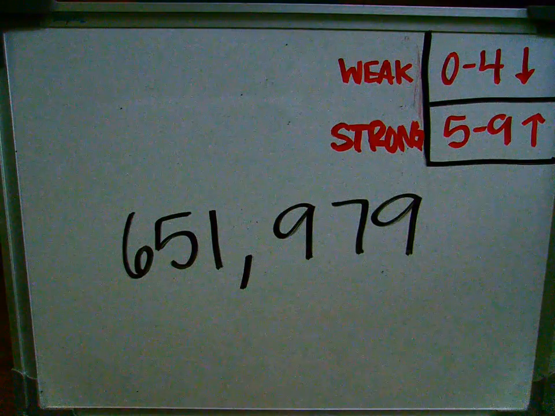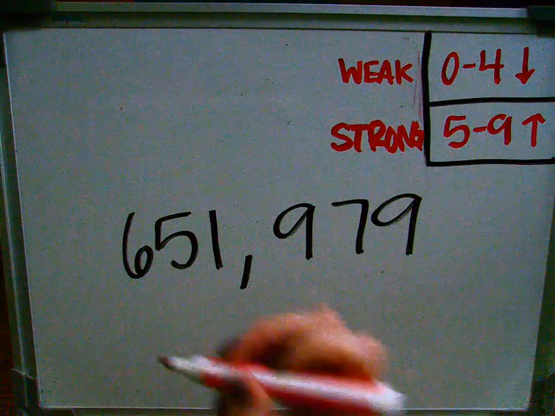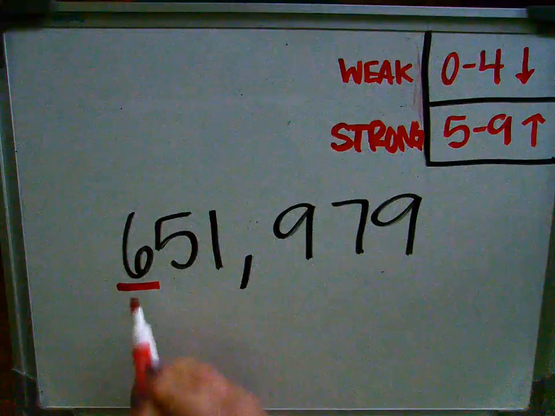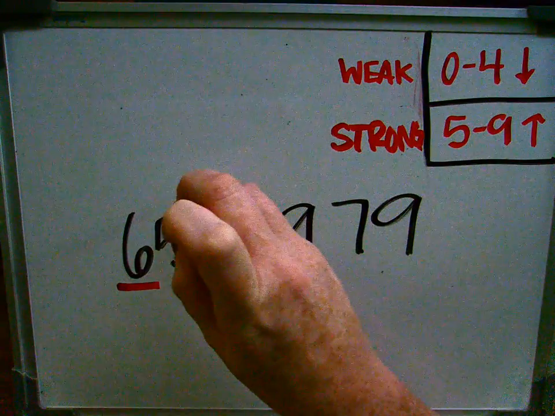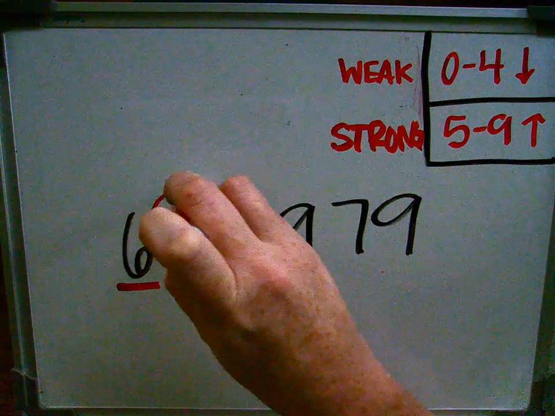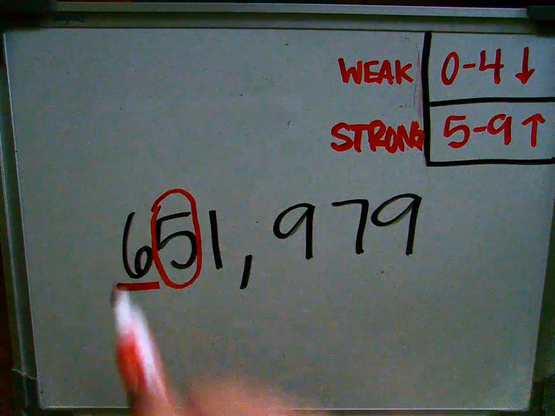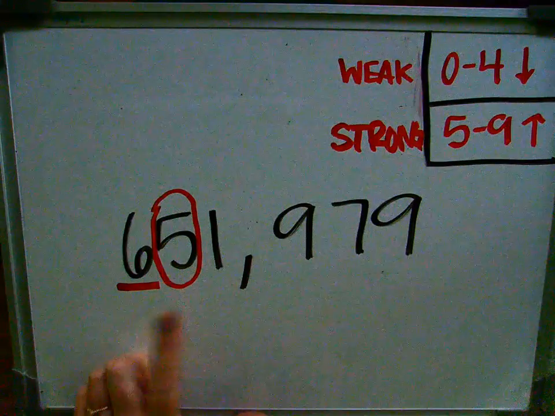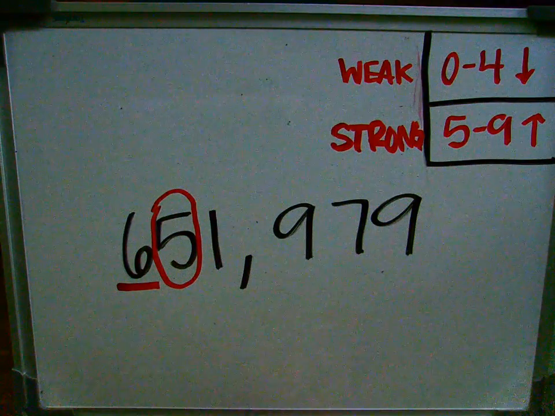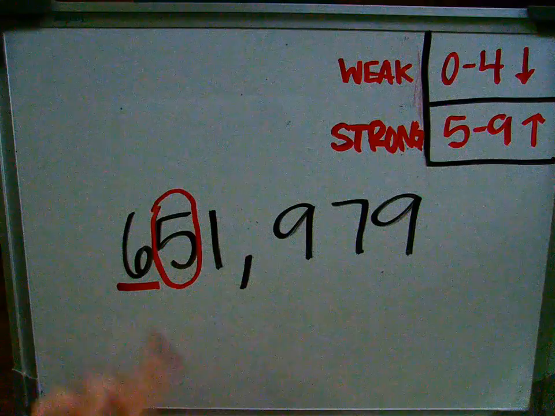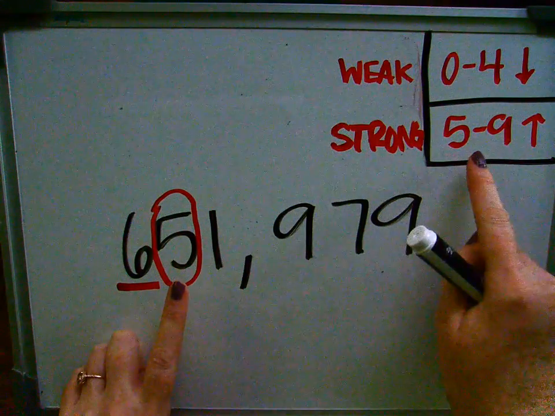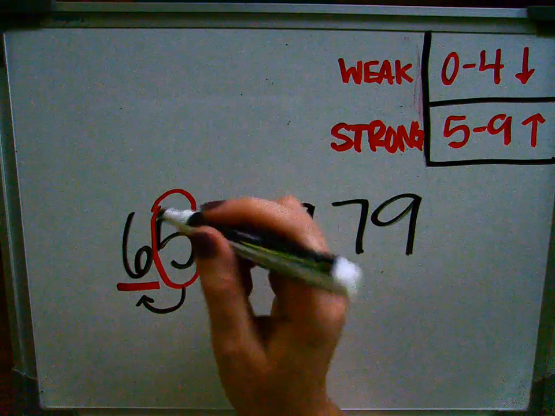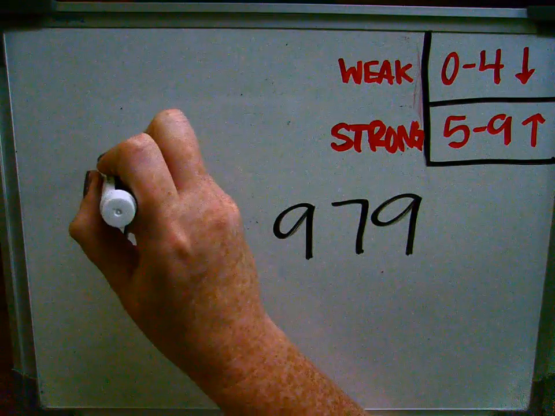651,979. Now, if I'm rounding to the nearest 100,000s place, I'm going to do what I did over here. I'm going to underline it. So that is the place I'm rounding to. That's the number that I'm rounding. Okay, and I'm going to look to its right, and I'm going to circle it. So I'm circling the number to its right because this is the number, like I mentioned, that tells me whether I round this number up or it stays the same and rounds down. So here we go. 5. 5 is a strong number. That means it is strong enough to make this 6 push up. It rounds it up.